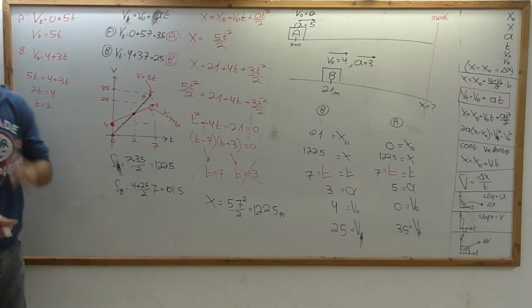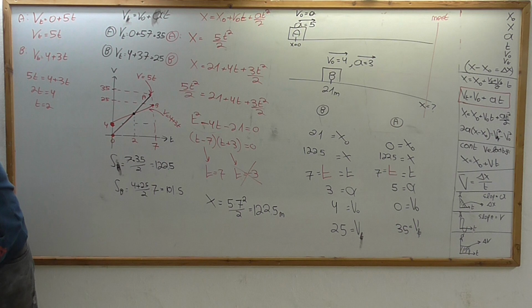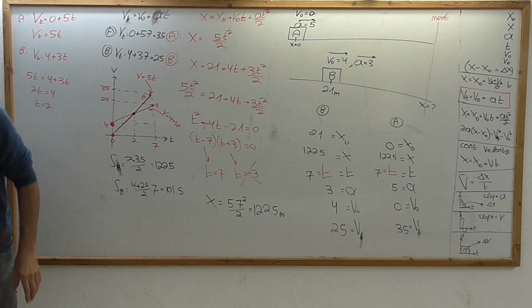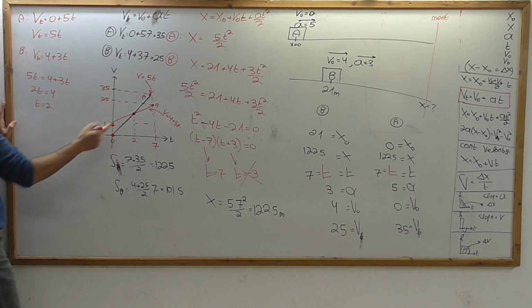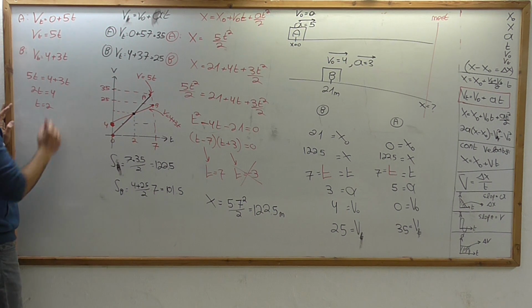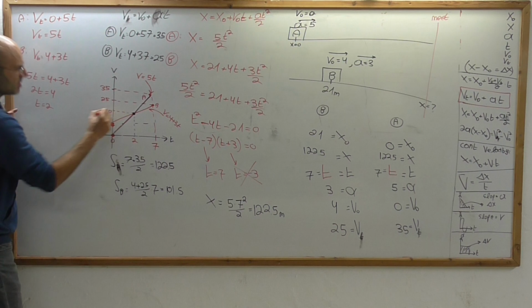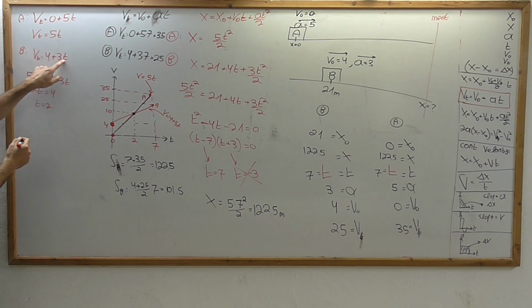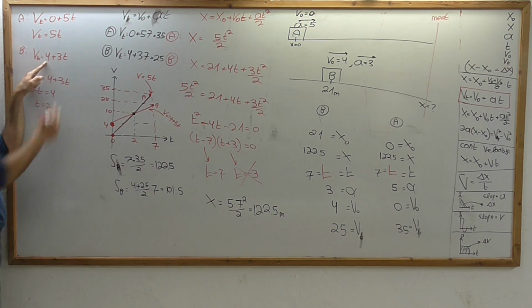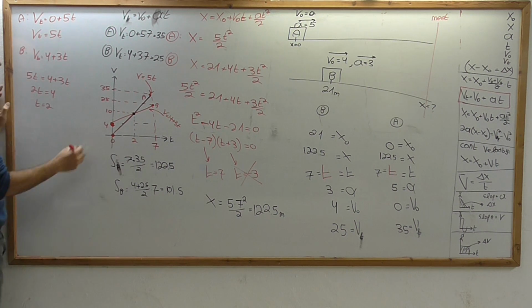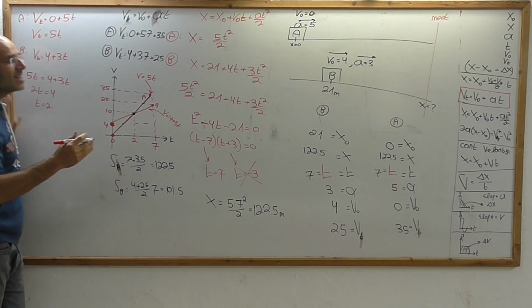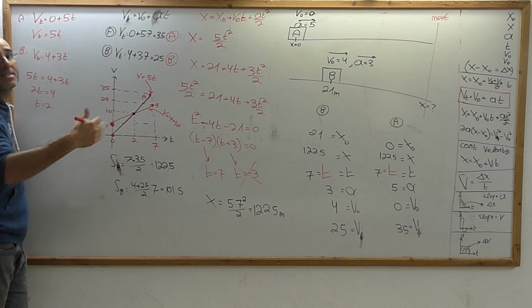So after 2 seconds, let's see if it's okay. After 2 seconds, I can find the velocity. After 2 seconds, the velocity will be 10. It doesn't matter which equation you use, because if you put 2 here, 6 and 4 is 10, 2 multiplied by 5 is 10. So after 2 seconds, the distance between these two vehicles is the maximum.